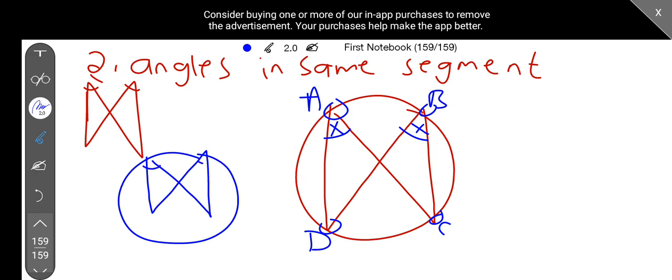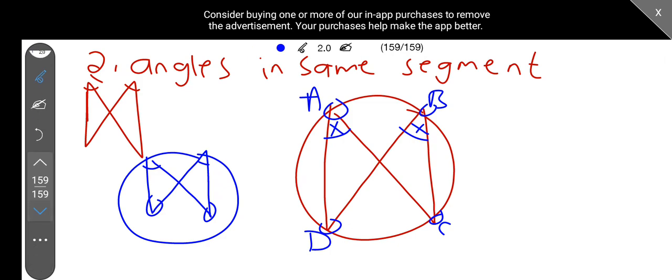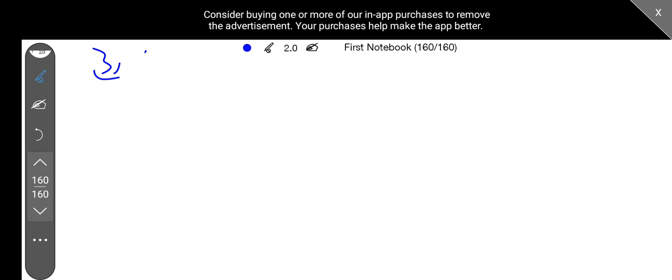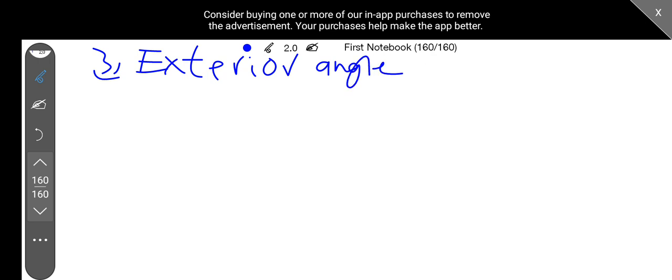These two are equal, but these two are not on their circumference. Therefore, you can't say it's a cyclic quad. And then the last reason, or the last condition, is exterior angle of a quad. Don't say of a cyclic quad, right? Exterior angle of a quad.